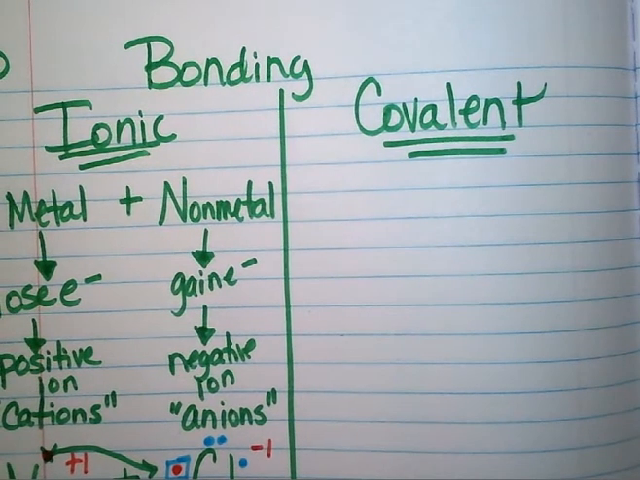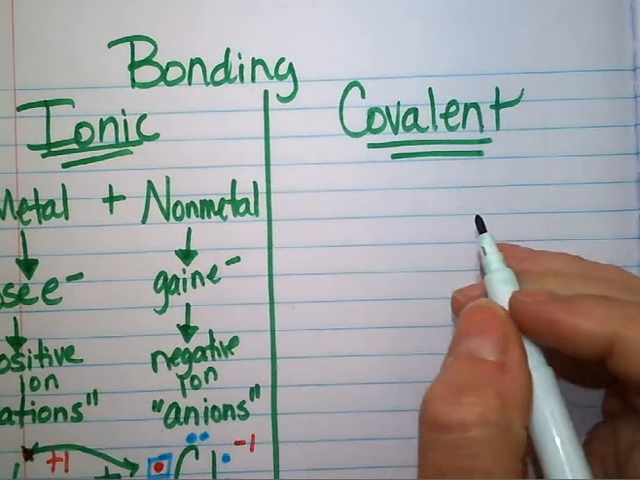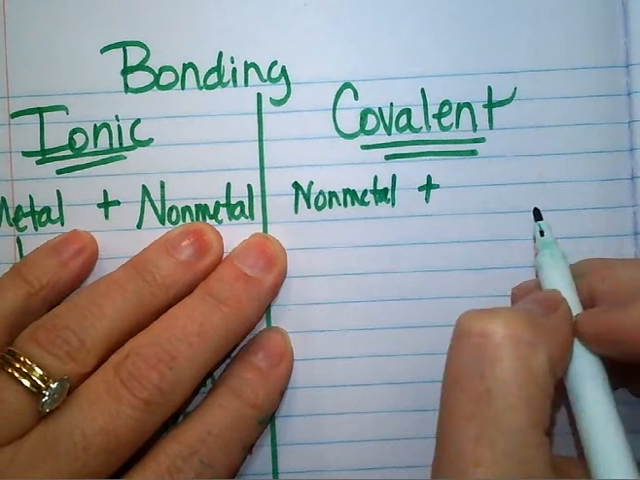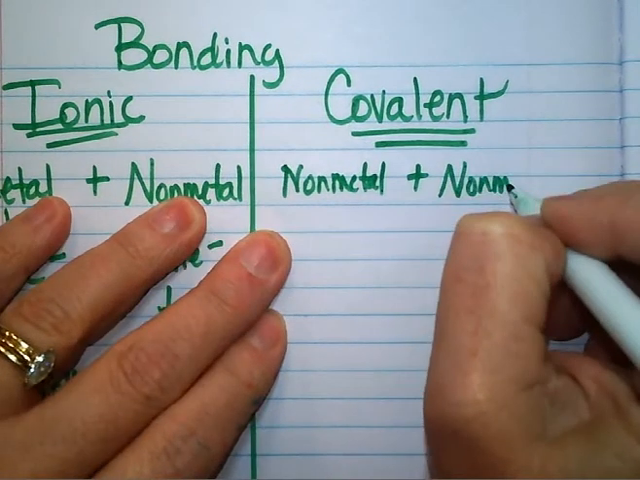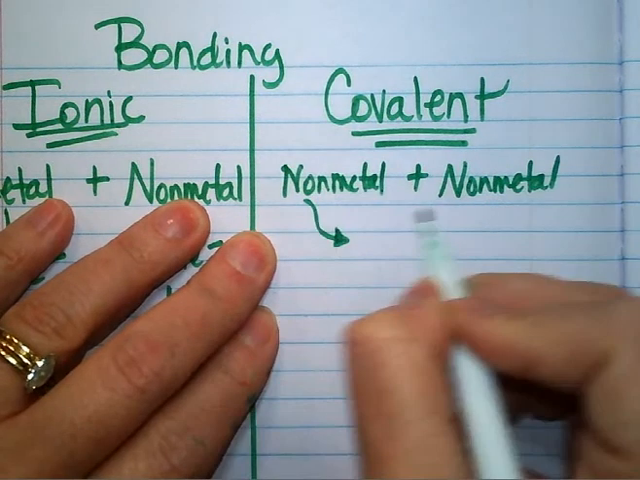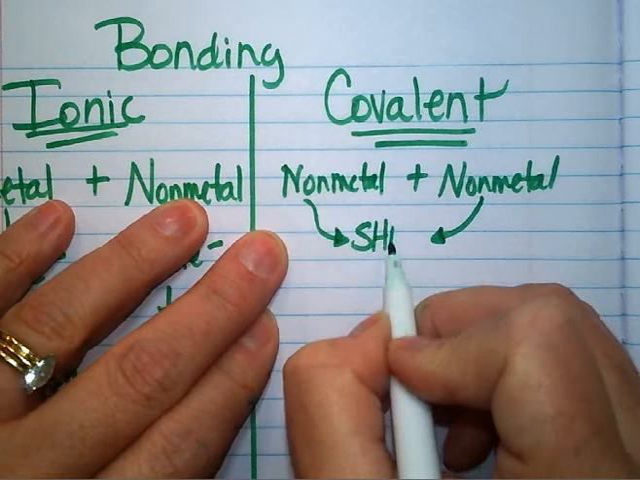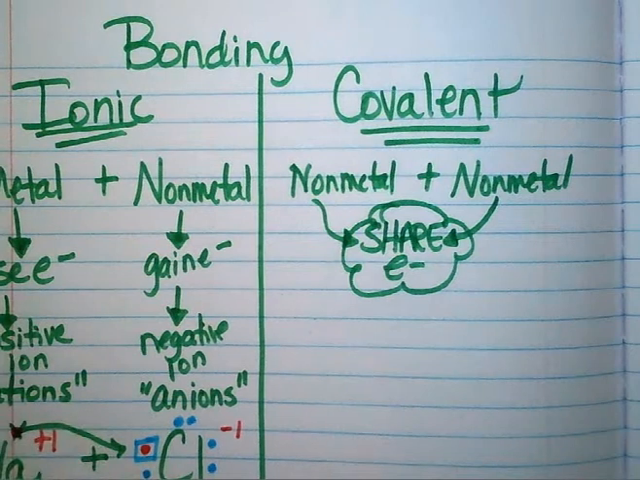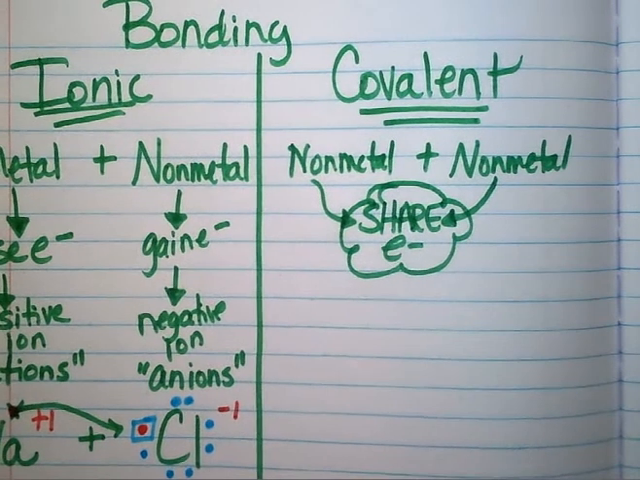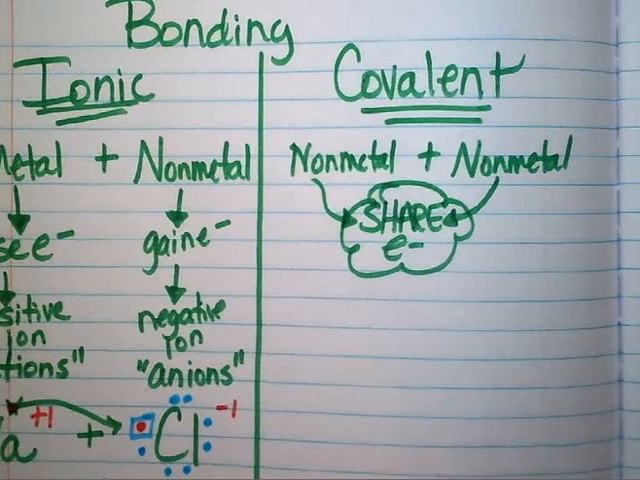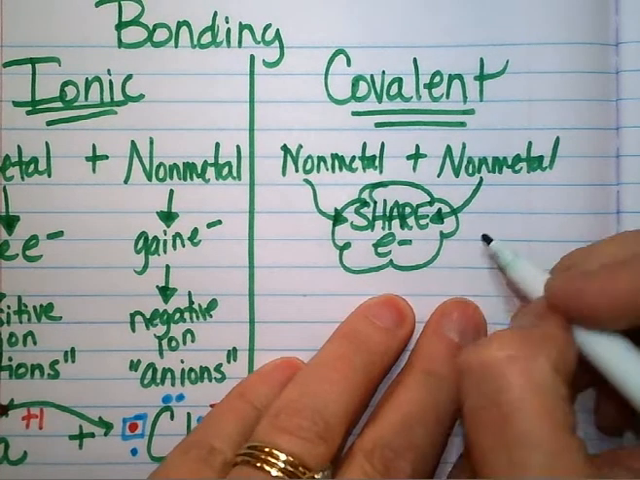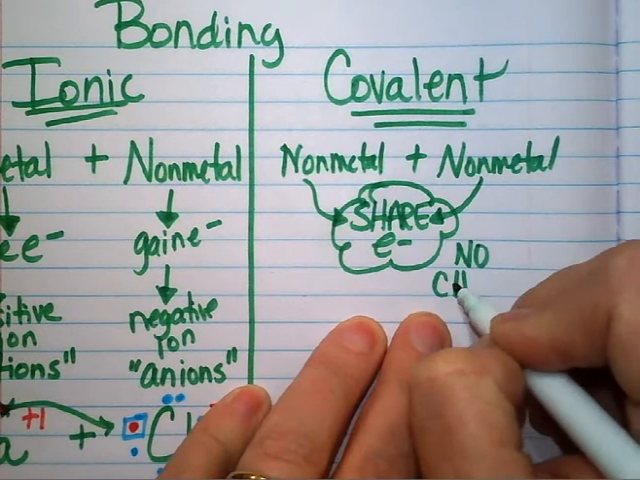So how you know something has a covalent bond is two nonmetals. So it's a nonmetal plus another nonmetal. These two things are going to bond together and they are going to share electrons, specifically the valence electrons. They're sharing valence electrons to become stable. So if they're sharing, nobody's taking, nobody's giving, we are not going to have any charges. So I'm going to write in big capital letters, no charges.